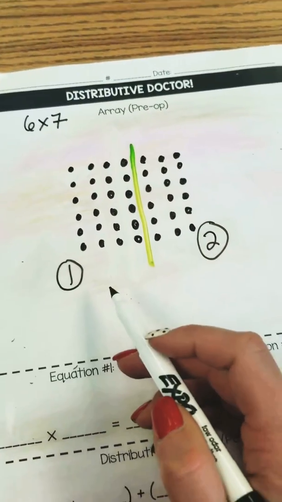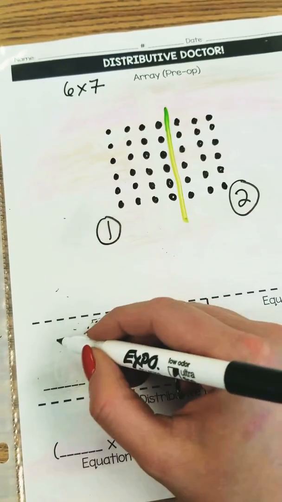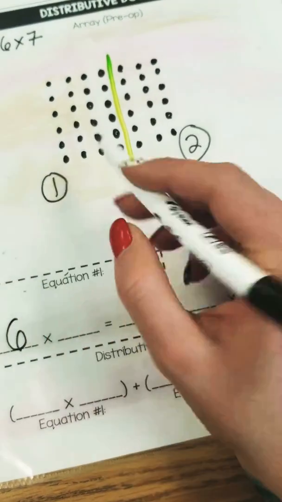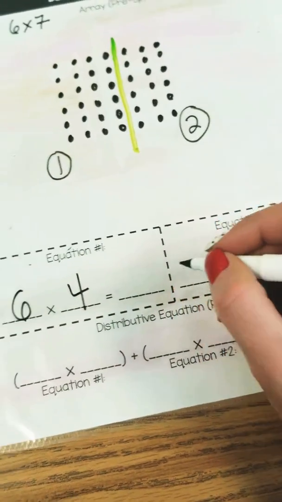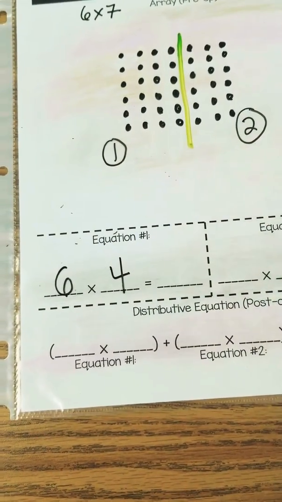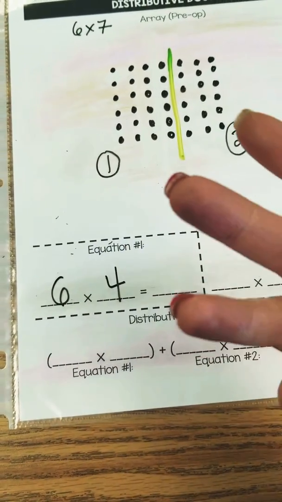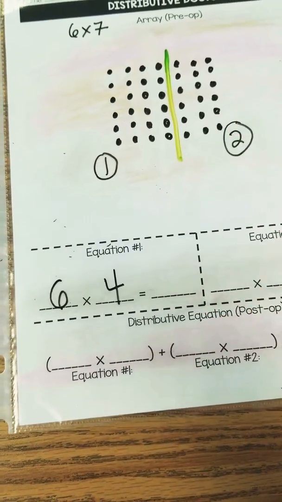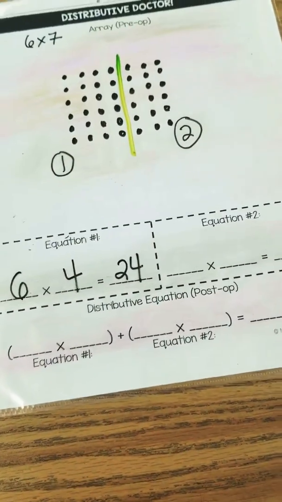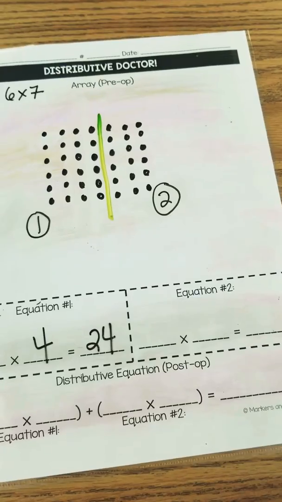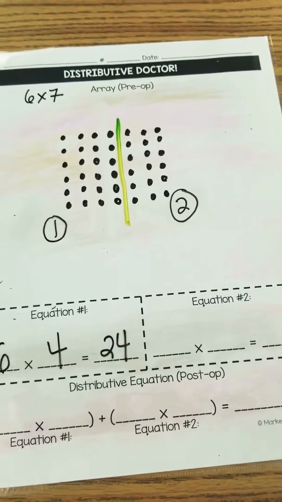So now I have to write an equation for array number 1. I know that they have 6 rows, so I'm going to write 6, and then I now have 1, 2, 3, 4. And I can skip count to figure that out. So I can go 4, 8, 12, 16, 20, 24. Skip counting is a strategy that we're working on to help remember factors of 4 or 3 or whichever number.